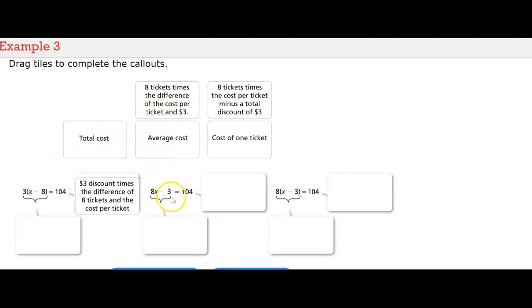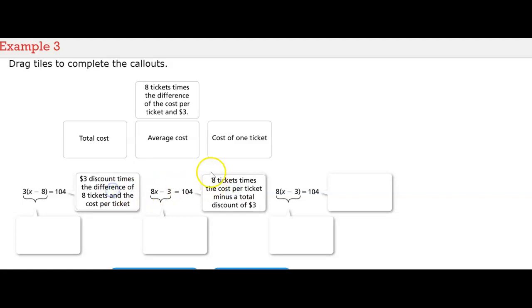And then we have this next equation, 8 times x minus 3 equals 104. So 8 tickets times the difference of the cost per ticket and $3. That does not match this equation. So let's look at the next one. 8 tickets times the cost per ticket minus a total discount of $3. Well, here is 8 times the cost per ticket. X represents the cost per ticket minus the $3 discount. So I think this would be right.